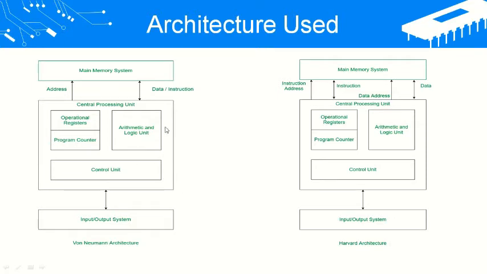And the architecture used, basically there are two types of architecture used in ATmega328PB, that is von Neumann architecture and Harvard architecture. Here is the difference between both of them. This is the block diagram of von Neumann architecture and Harvard architecture.